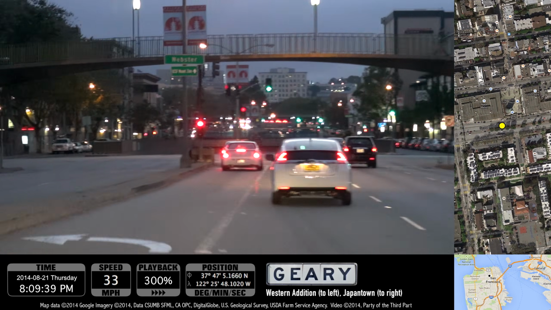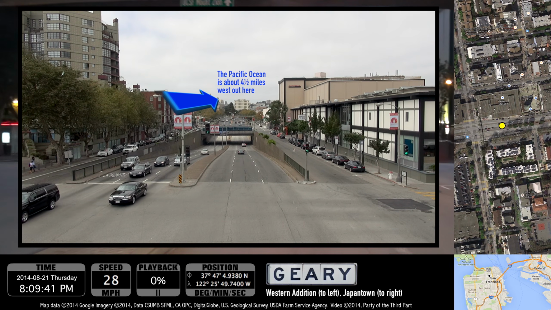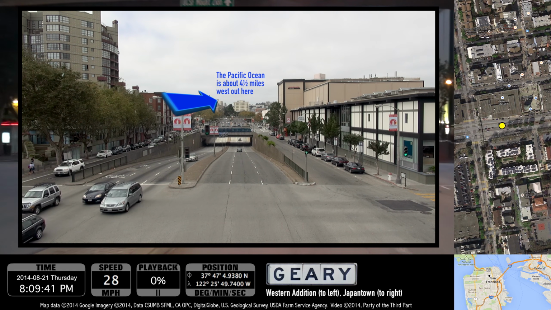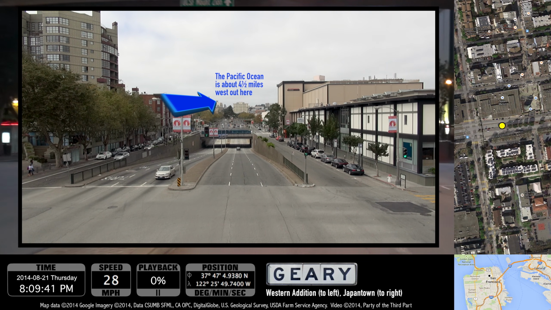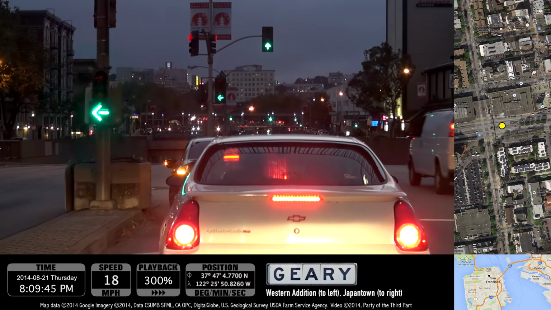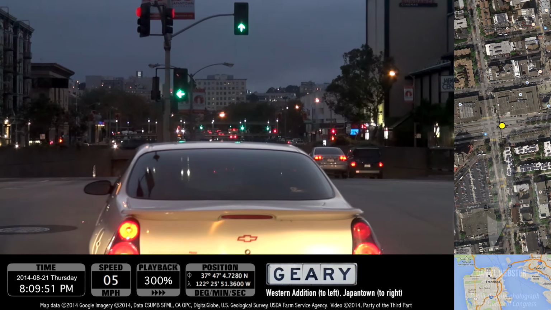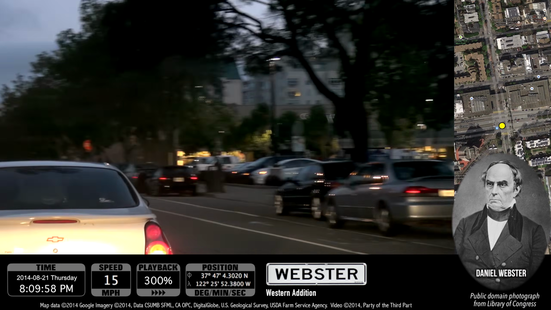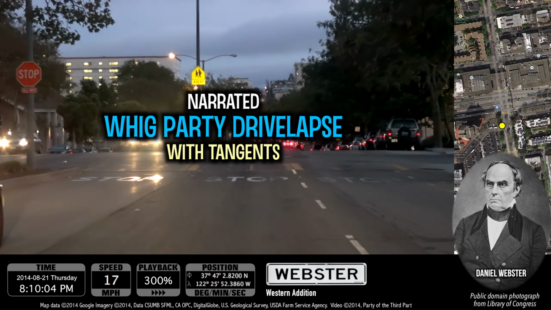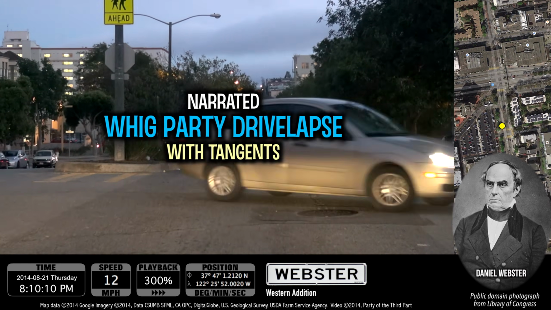We're going to turn off of Geary Street. Geary Street heads way out almost to the western edge of San Francisco, almost to the Pacific Ocean. We're now turning on to Webster Street, which was named after Daniel Webster. And you guessed it, he was yet another Whig politician, a senator from Massachusetts.